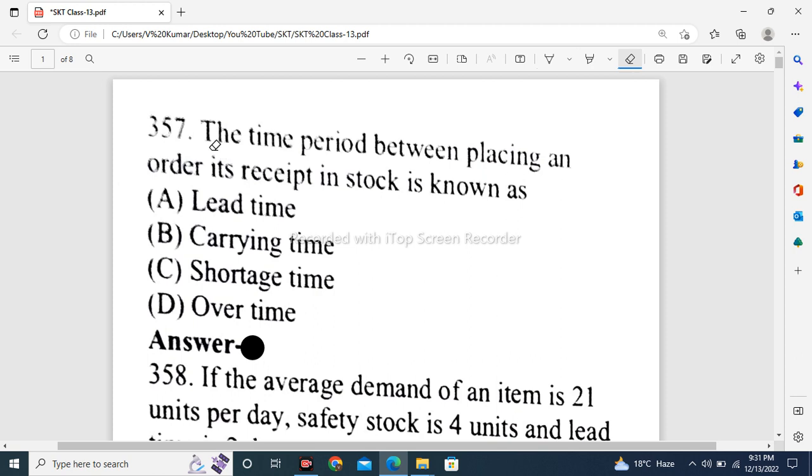इसका पहला क्वेश्चन है, the time period between placing an order and its receipt in a stock is known as A. Lead time, B. Carrying time, C. Shortage time, D. Overtime. आंसर है A. Lead time. The time period between placing an order and its receipt in a stock is known as lead time.